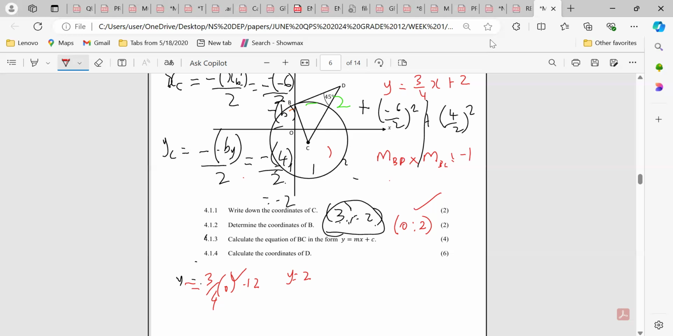So in this case, we are given the equation of the tangent. So m of the tangent multiplied by m of the radius is supposed to give us what? -1. But we know what m of the tangent is. The tangent is going to be equal to 3 over 4, multiplied by m of the radius, which is going to be equal to -1. Therefore, m of the radius is going to be -4 over 3.